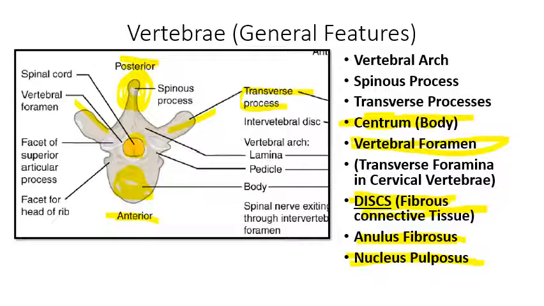So you find vertebral discs in between each of the vertebrae, basically to act as shock absorbers, like a pillow to absorb shock. And the very center of the disc is called the nucleus pulposus, and the outer part of the disc is called the annulus fibrosus.